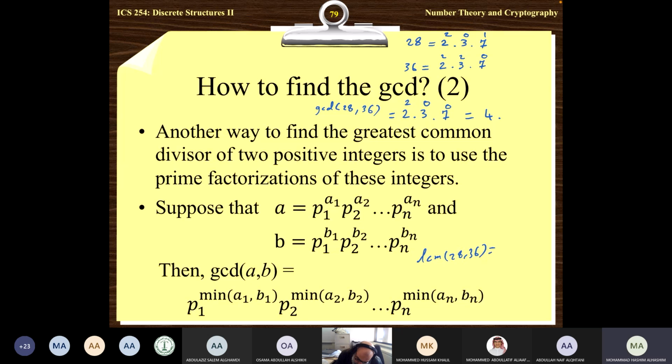Well, this is equal to 2 to the power of 2, 3 to the power of 2, since the maximum of 0 and 2 is 2, and 7 to the power of 1. So this is basically the least common multiple of 28 and 36. This number is divisible by 28 without any remainder and is divisible by 36 without any remainder. Okay.